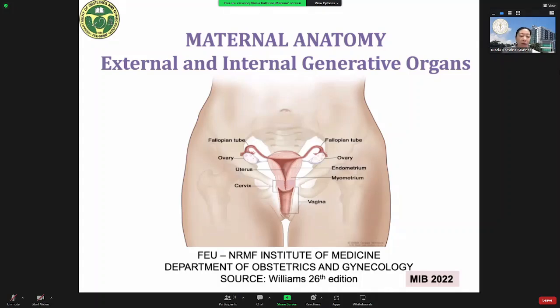So our first topic for today is maternal anatomy, external and internal generative organs. Since our subject is physiologic obstetrics, it is but fitting to start the course with the basics, and that is maternal anatomy. This is just going to be a review of your anatomy subject in your first year.